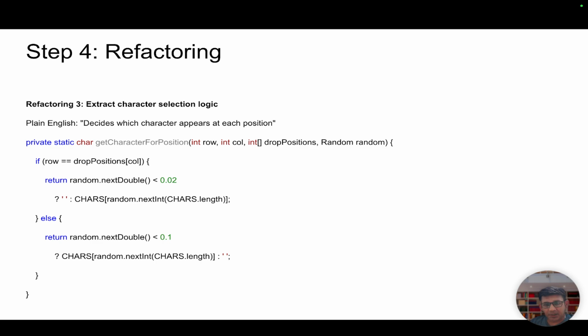Now, the logic is the same, but it's now more clear. If we are at the drop position, the row matches the drop position of the column. We return a random character most of the time, or a space occasionally. This creates a bright leading edge on the drop with occasional gaps. If you're not at the drop position, we return a space most of the time or a random character occasionally. This creates a faint trail effect above and below the drop.